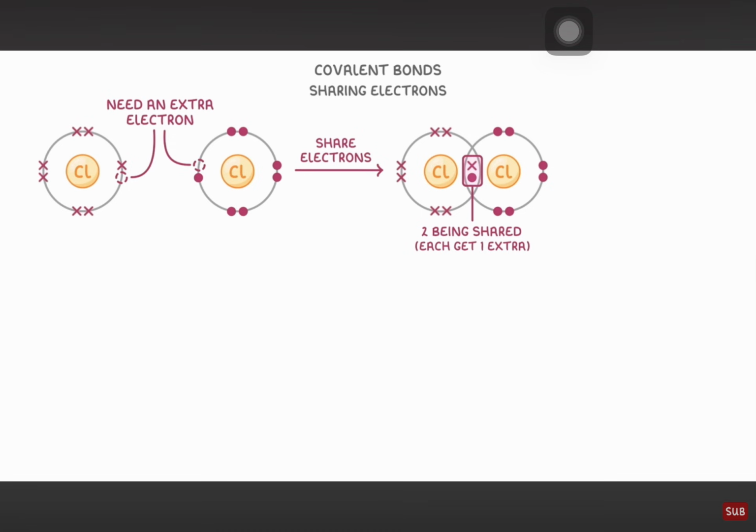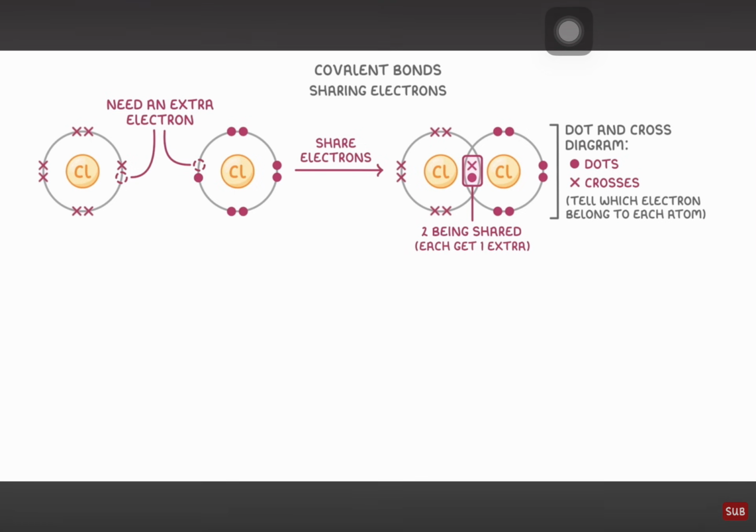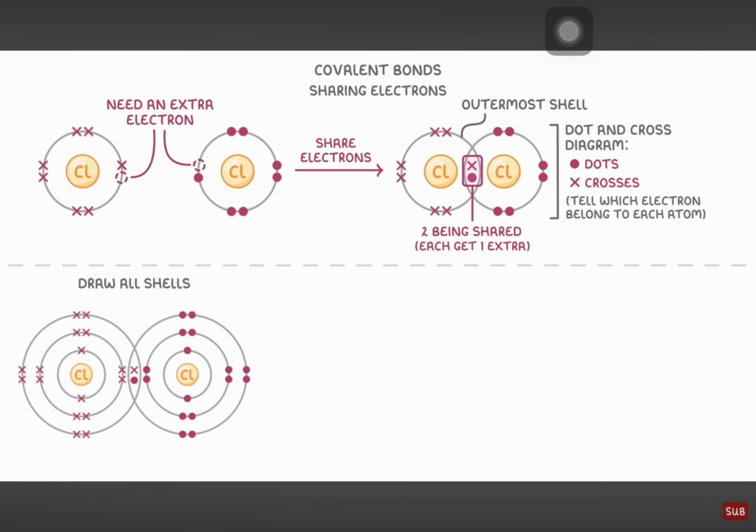The way that we've drawn this is called a dot and cross diagram, and when you do these, you need to make sure that you draw one of the atoms with dots and the other with crosses, so that we can tell which electrons belong to each. Also, even though we've only drawn the outermost shell of each atom here, you might sometimes have to draw all of the shells. Just make sure you check the question to see what they want.